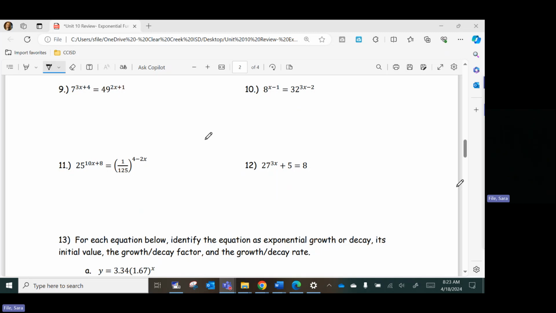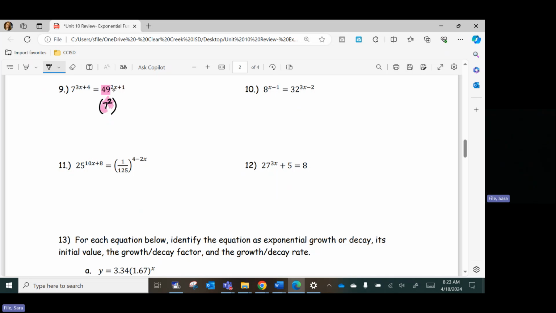So here in number 9, my base on the left is a 7, and my base on the right is a 49. So right now they do not match. But can 49 be rewritten as a 7 base? 7 to some power? 7 to what power is 49? 7 squared. So I can replace the 49 with 7 squared. Okay, those are equivalent to each other. So I make that substitution.